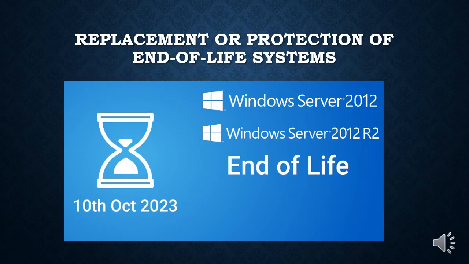And lastly, replacement or protection of end-of-life systems. End-of-life or end-of-support products are those that reach the end of their life cycle, preventing users from receiving updates. Those products create risk because patches and other forms of security support are no longer offered by the vendor. Once the technology is unsupported, it will be exposed to unfixable vulnerabilities.